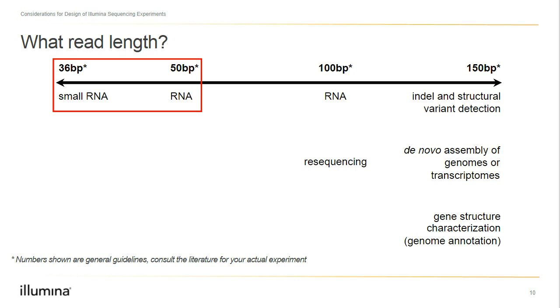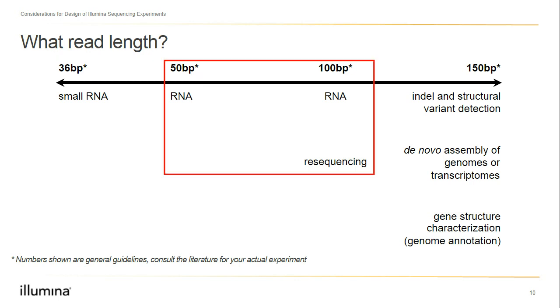In the middle range, from approximately 50 to 100 base pairs in length, we're seeing RNA and resequencing applications are each appropriate. Anecdotally, within the 75 to 125 base pair range, we get a good amount of data that can be very convenient for alignment to the human reference.